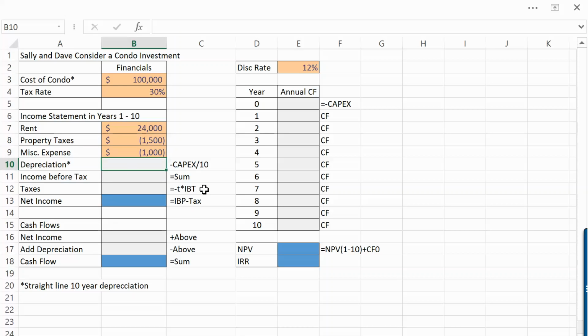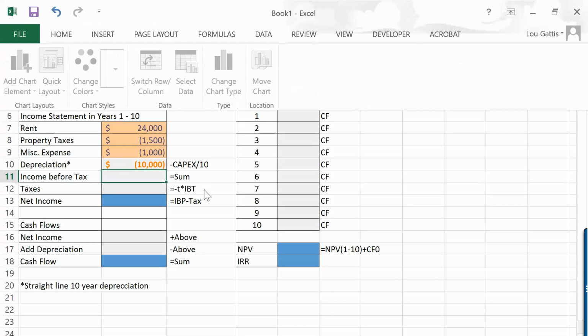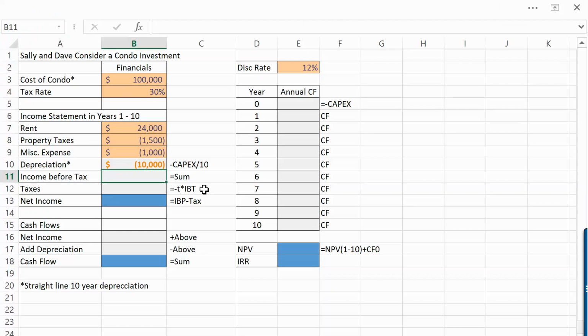Now the annual depreciation on your taxes, and this is true for a business too, we'll assume a straight line over 10 years. So we're going to amortize $10,000 of depreciation. So now your income before taxes, I'll sum this up, is $11,500 in income before tax. I'll subtract out the taxes, 30% of that, $3,450. And then I'll take my income before tax, subtract the taxes, so I made $8,050 reported net income.